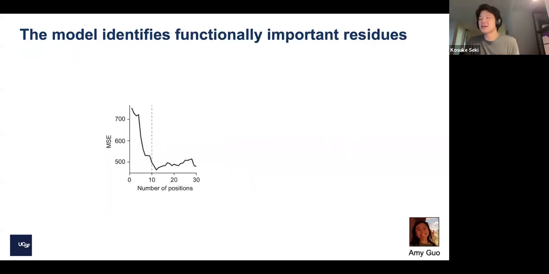We also find that the model only needs a couple of positions. And so here I'm just showing you how many positions we include in the model, and then the mean squared error on the y-axis. And you can see that the performance of the model actually saturates at about 10 to 12 residues. And so what we interpret that to mean is that there's only about 10 to 12 residues that are really, really important, even though we redesigned 76.